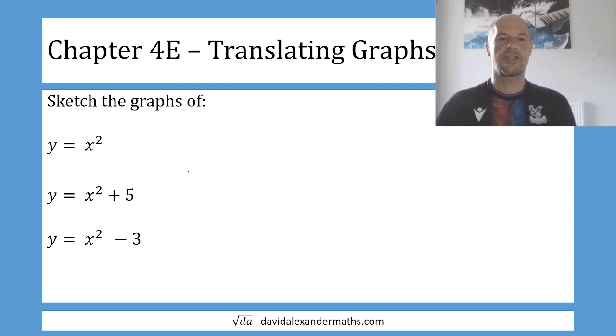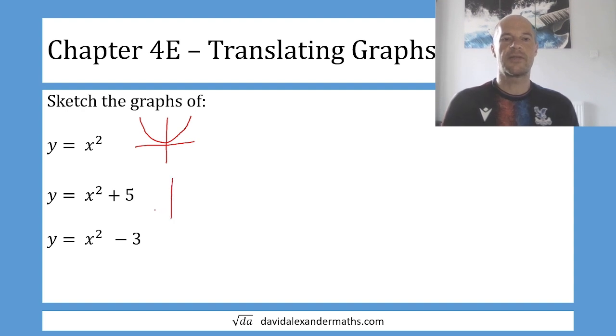So sketch the graphs of y equals x squared, y equals x squared plus 5, y equals x squared minus 3. So here is a very simple basic sketch of the f of x, y is x squared. So probably should be hitting the origin there at 0, 0. So the y equals the x squared plus 5. All I'm doing is just moving this up 5 units. And it will be therefore cutting through at 5.